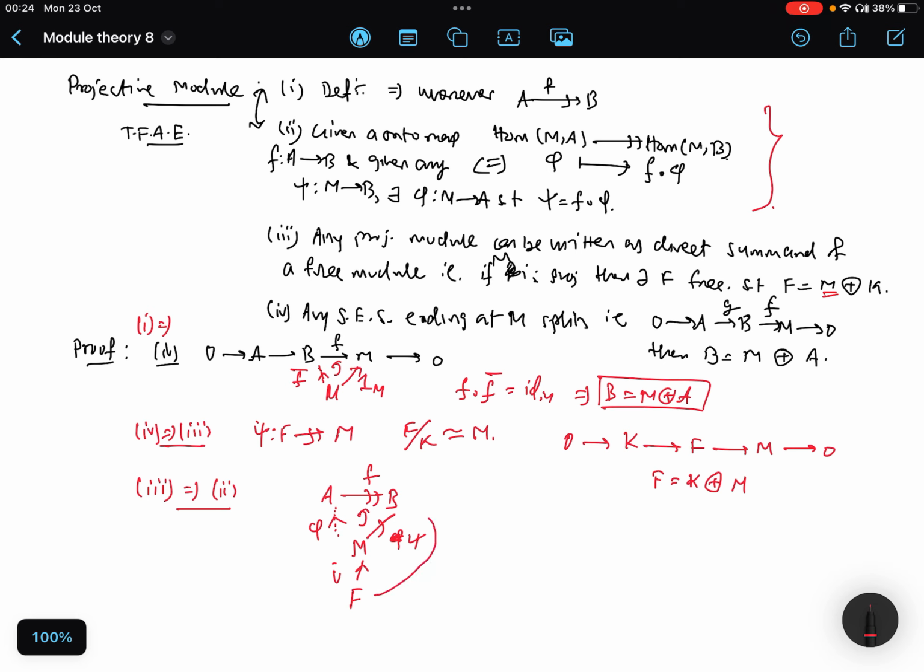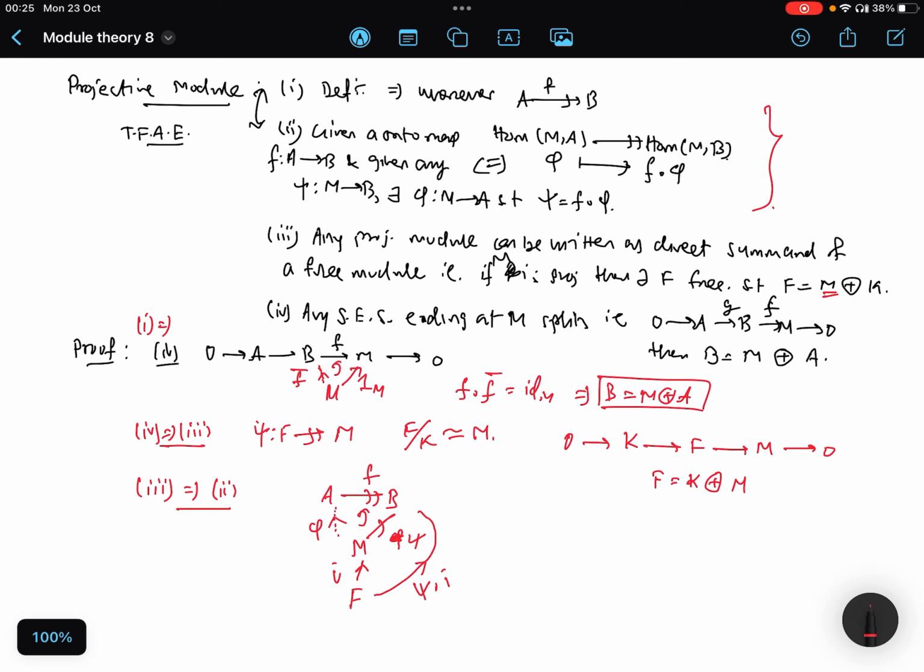So you have a map from F to B, that is the composition of psi and I. Now maybe if we can show that there is such a map, say phi bar from F to A, I think things are easy to show after that. So let's see how to do it. You have a map from F to B, and let's just define a map from F to A.